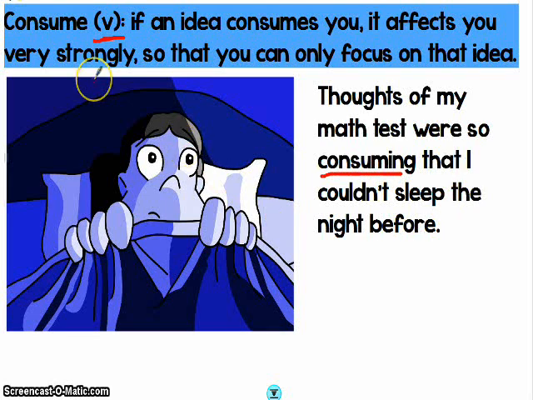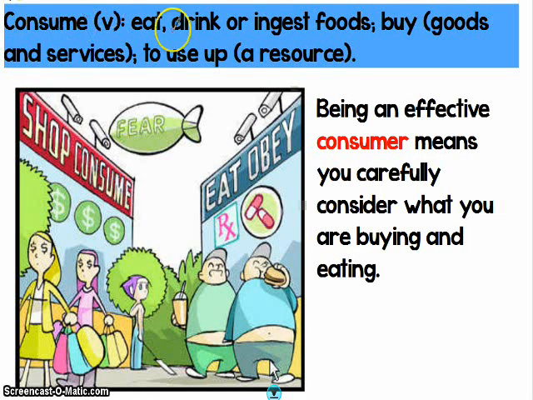So you can see this kid is staying up at night. All he can think about is the math test. It's interfering with him sleeping. Now, you could also use the word consume, still as a verb, but to mean to eat, drink, or ingest foods, or to buy goods and services. So when you're consuming something, you're using it up. So when you're eating or drinking food, you are using that material up. When you are buying something, you are using those materials for yourself. Being an effective consumer means you carefully consider what you are buying and eating.